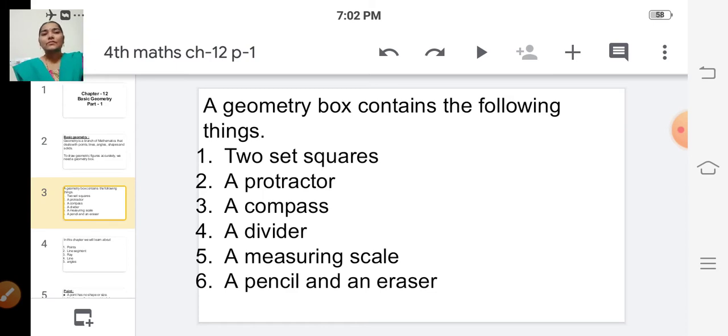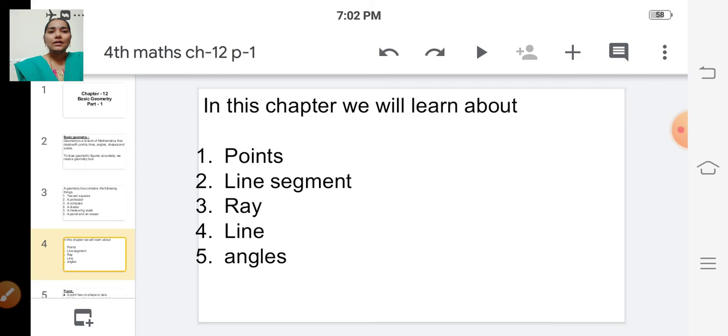In this chapter we will learn about points, line segment, ray, line and angles. So what are all the things we are going to learn in this chapter? Points, line segment, ray, line and angles.